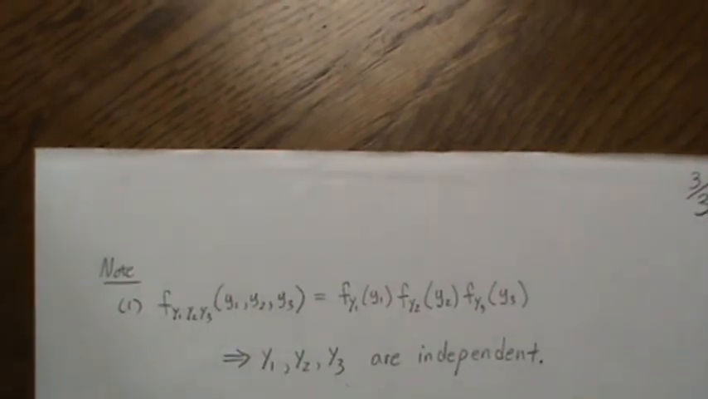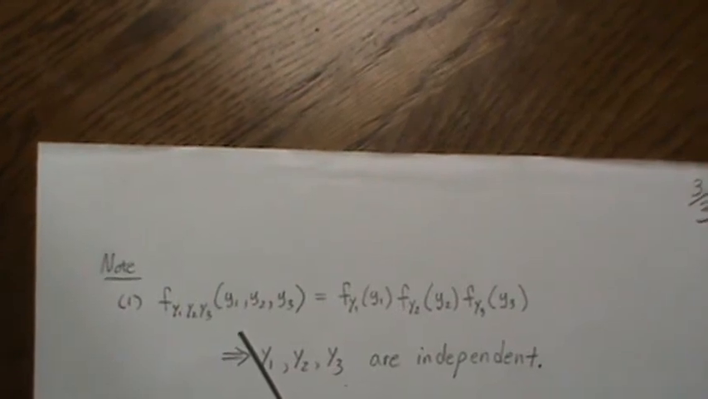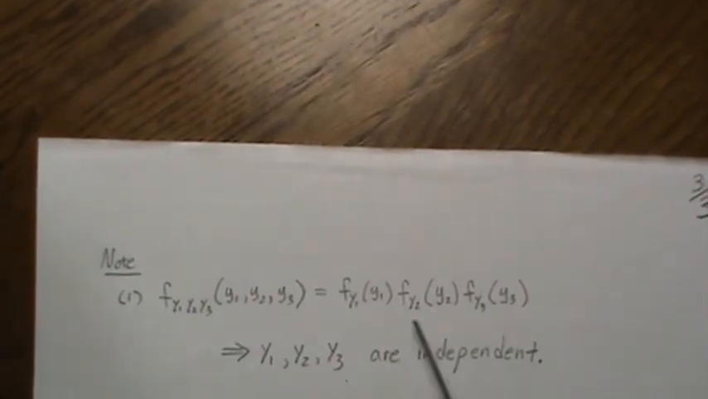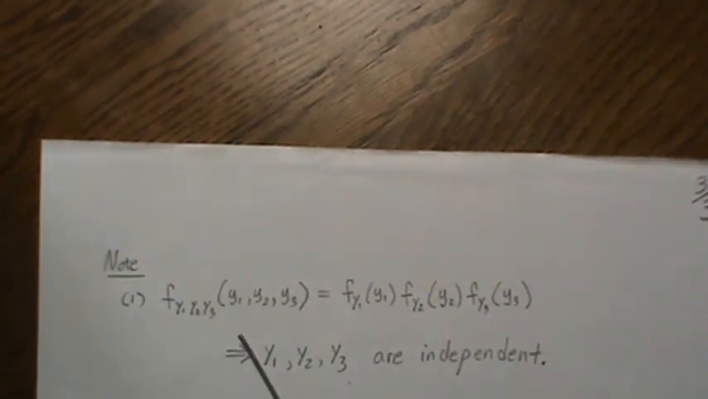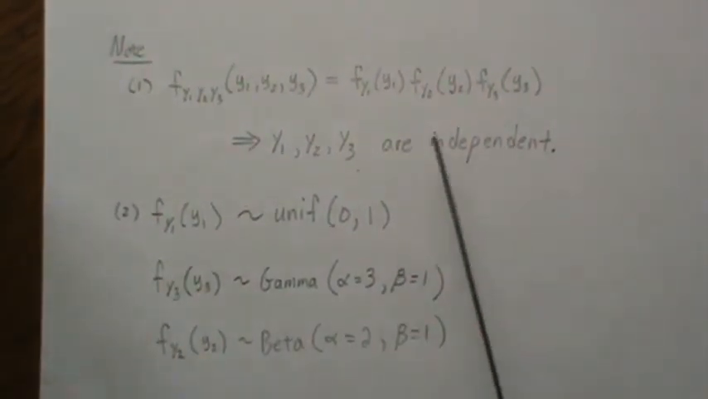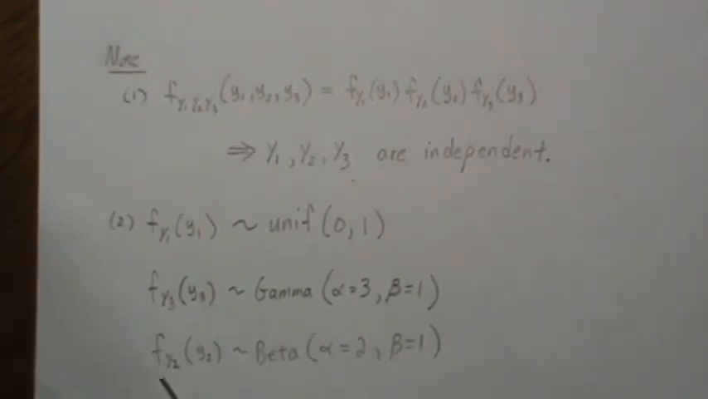One note is that you can take the original density and multiply each of the marginal distributions to obtain the joint density back. So that implies that these three variables are independent. And then, as I mentioned, Y1 is uniform, Y2 is beta, and Y3 is a gamma.